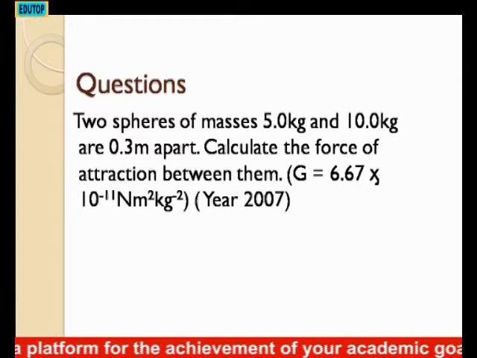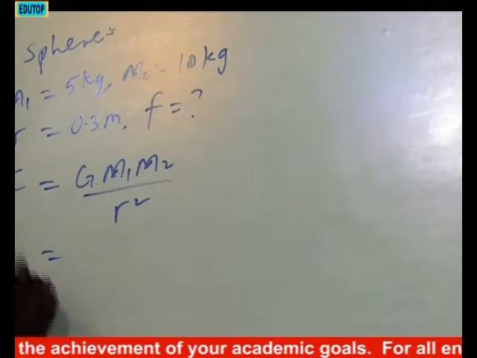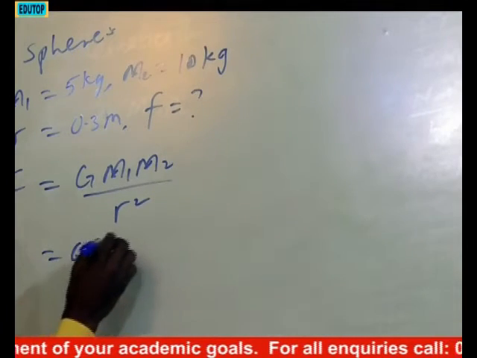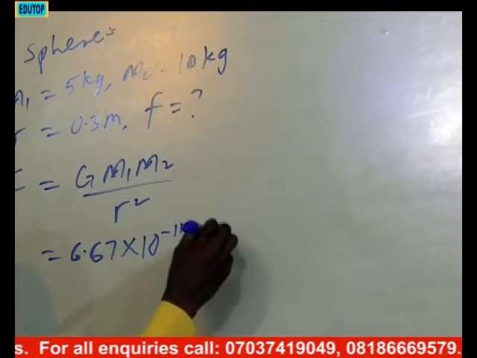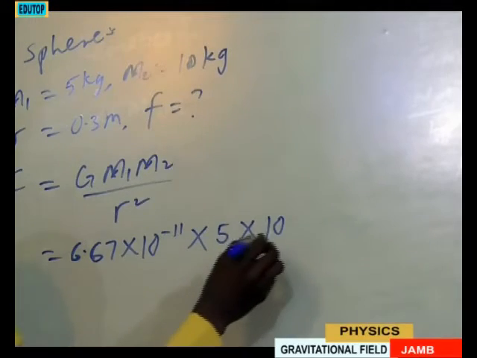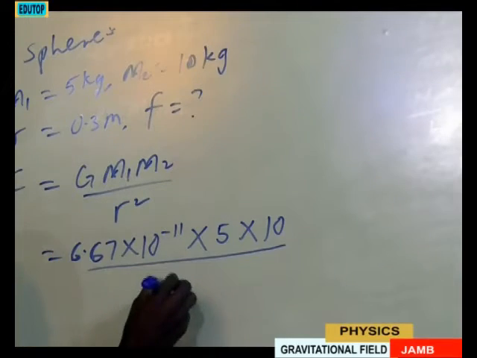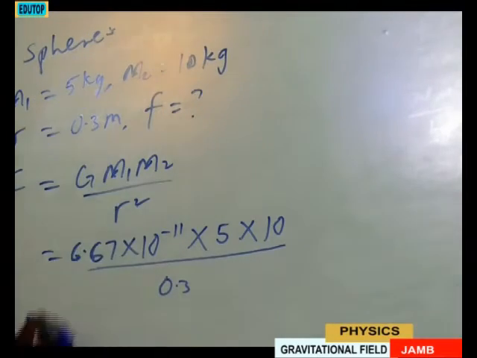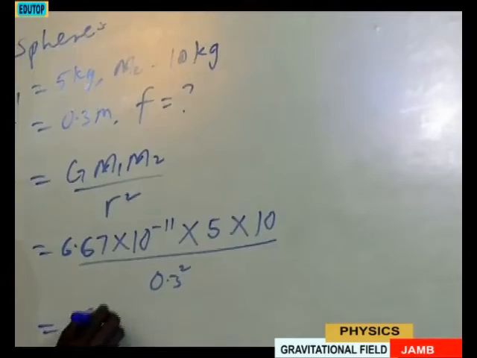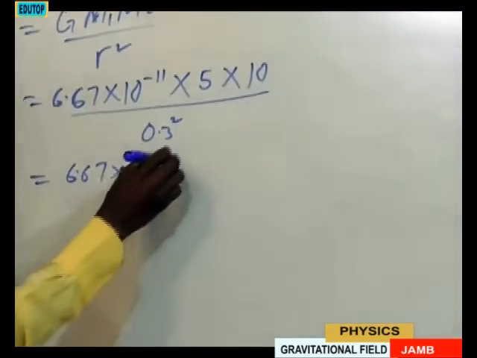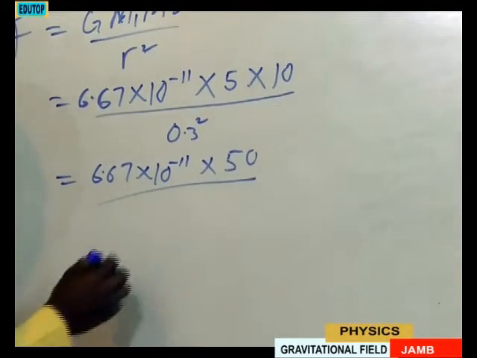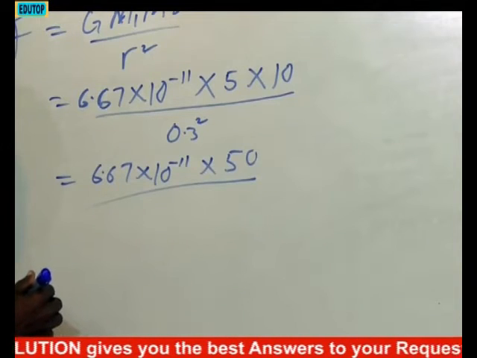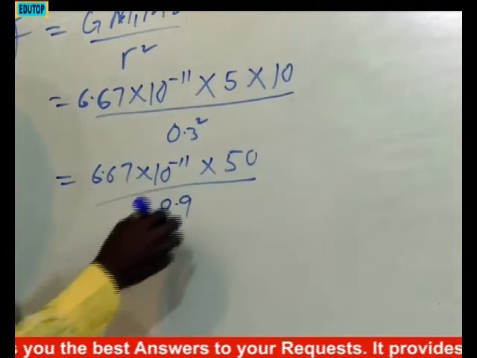Let's quickly substitute the values that we have. Our G is 6.67 times 10 raised to the power minus 11 times M1, which is 5, times M2, which is 10, all divided by 0.3 squared. So we are going to have 6.67 times 10 raised to the power minus 11 times 50, all divided by 0.3 squared. And 0.3 squared should give us 0.09.